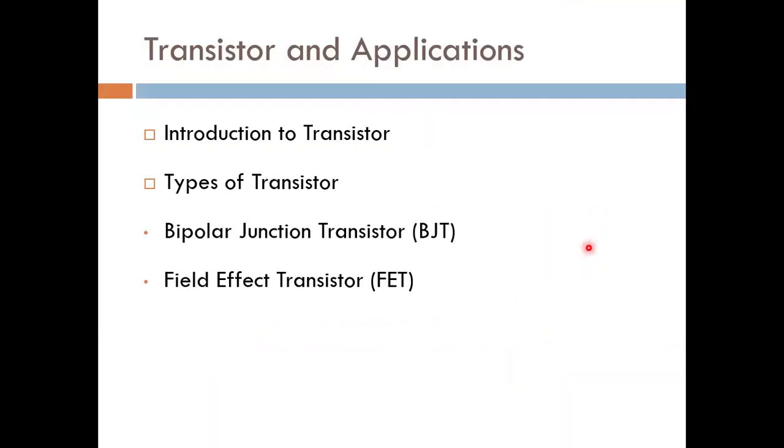This is our agenda today. We will have an introduction to transistor, then types of transistor. In between these types, we have BJT and FET. So BJT is bipolar junction transistor, FET is field effect transistor. We will try to cover today this type, that is bipolar junction transistor, or BJT.